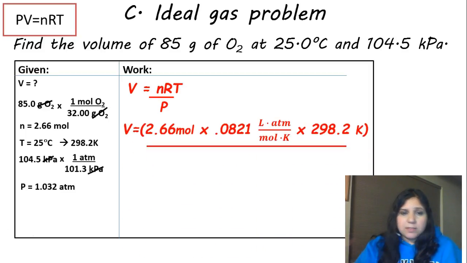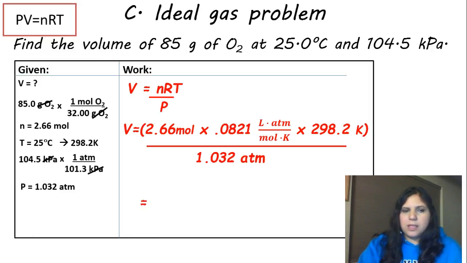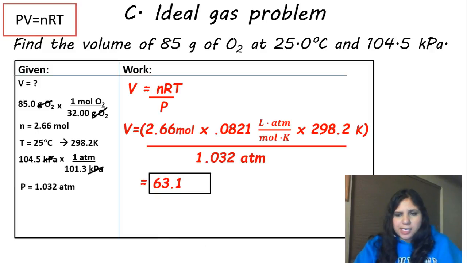I do need to write all of the units, especially the units for R now. So I'm just plugging all the information that I've gathered in the given side into the work side. Then I plug it into my calculator and I get 63.1. Now we need to figure out what those units are. Let's get rid of all of the units that cancel, which is why you have to write the units for R. Moles are on top here and on the bottom in R, so those cancel. And then atmospheres are on top in R and on the bottom in the bottom part of the equation.